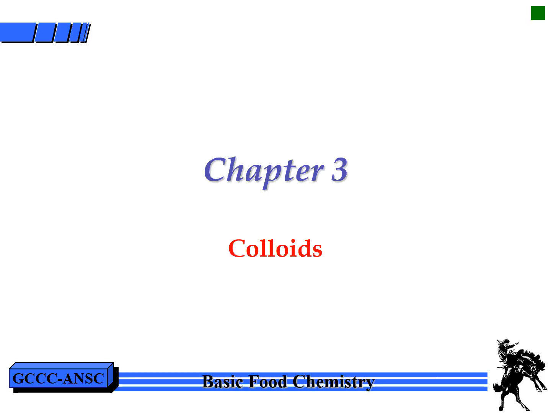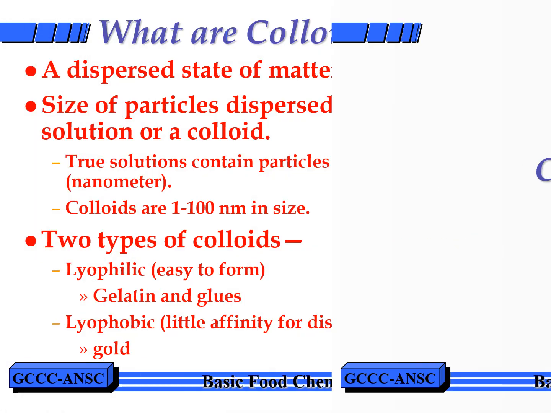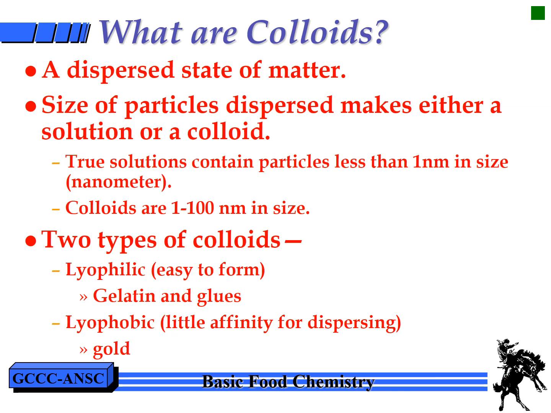So this is basic food chemistry. We're going to talk about chapter 3, which is colloids. So you might be wondering what the heck is a colloid. A colloid is a dispersed state of matter.